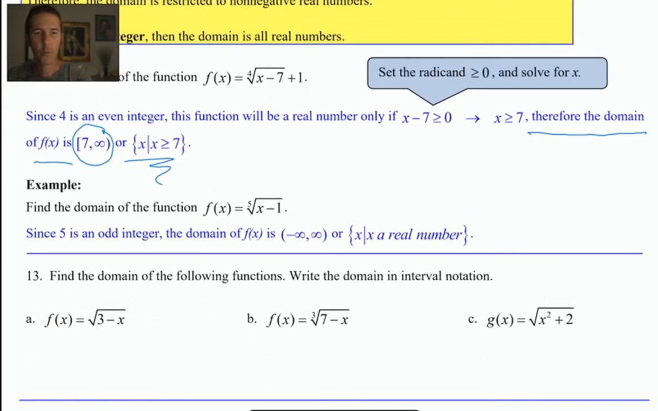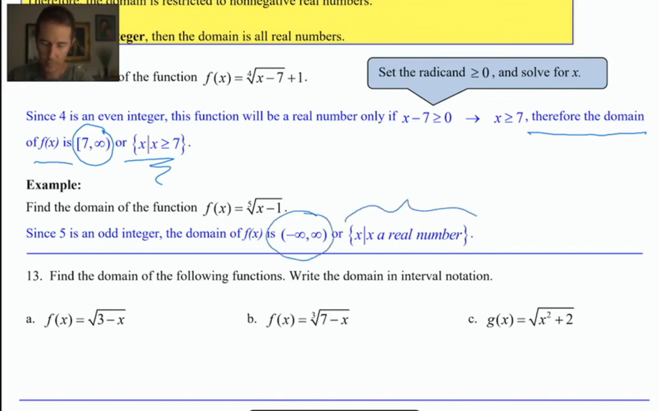In the next example, where we're finding the domain of the function f of x is equal to the 5th root of x minus 1, because it's an odd index, there are no restrictions on the radicand. The radicand can be anything you want, so you can plug in any x value you want. So the domain is the set of all real numbers. Or, using interval notation, all of the numbers from negative infinity to positive infinity.